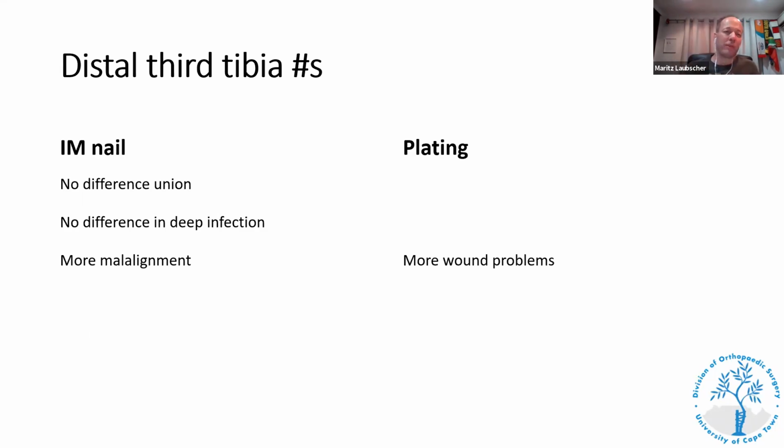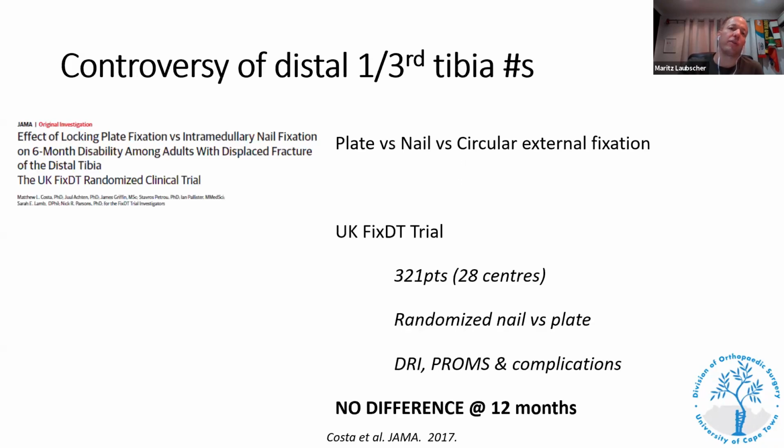So what's the problem with nailing versus plating? Well, there's no difference in union, but there's more cases of malalignment with nailing and more wound problems with plating. I would just say that complications of nailing can be avoided with good technique, whereas the complications of plating you still get sometimes even with good technique, and that's why I am more of a fan of nailing of distal tibia fractures. The treatment options, of course, are not just nail and plate, but also circular external fixation.